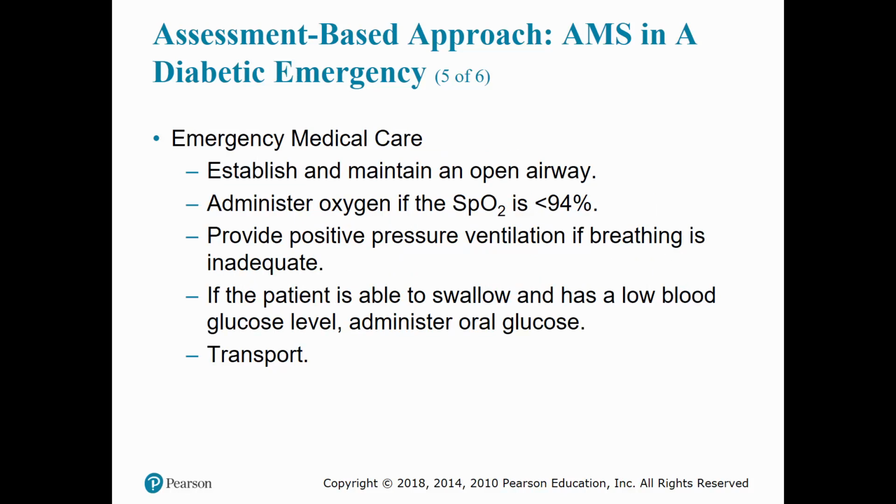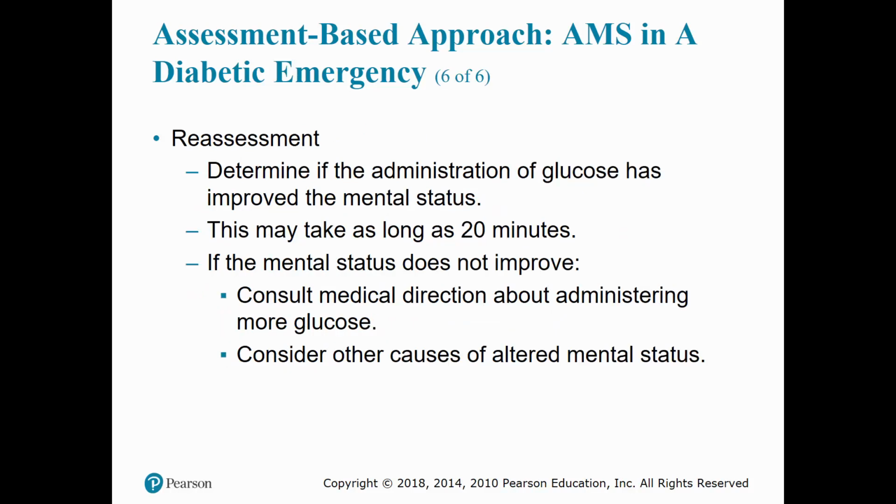Go through your care of the patient. Make sure that they have a patent airway. If they're not oxygenating properly, put them on oxygen to maintain an O2 sat of at least 94. If they're breathing inadequately, provide positive pressure ventilation. If you're able to, administer oral glucose and transport your patient. Reassess your patient as appropriate. For criticals, we reassess how often? Okay, every 5. For non-critical? Right, every 20. Or excuse me, every 10.